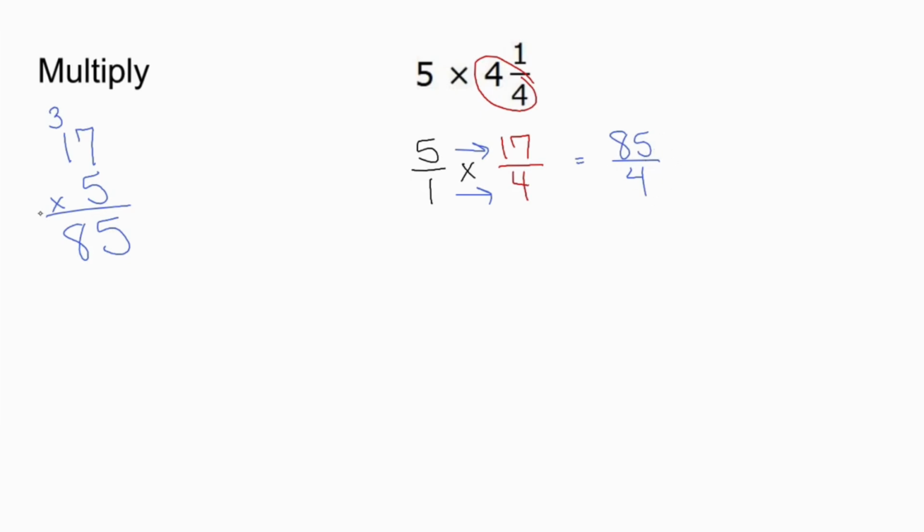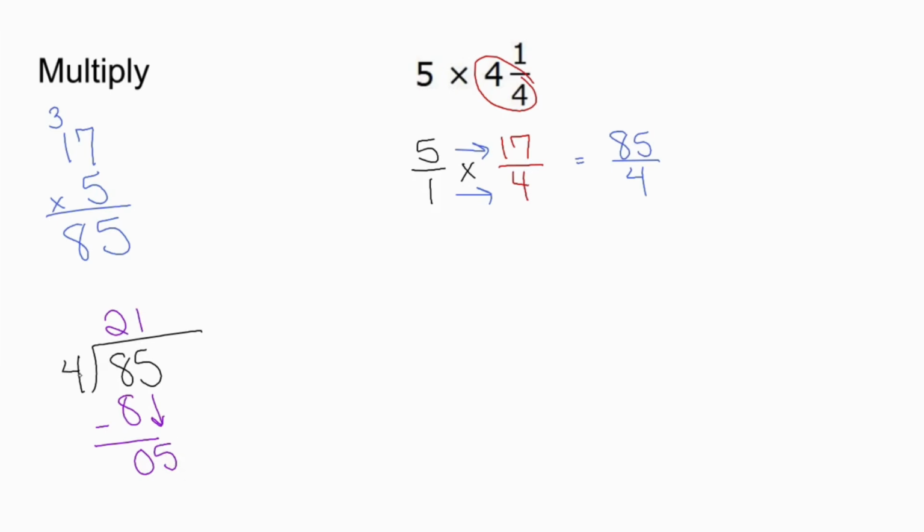I want to turn it into a mixed number. So the way we turn an improper fraction into a mixed number is we do long division and see how many times 4 goes into 85. Well, 4 goes into 8 exactly 2 times. 2 times 4 is 8. Subtract. 8 minus 8 is 0. Bring down your 5. How many times does 4 go into 5?